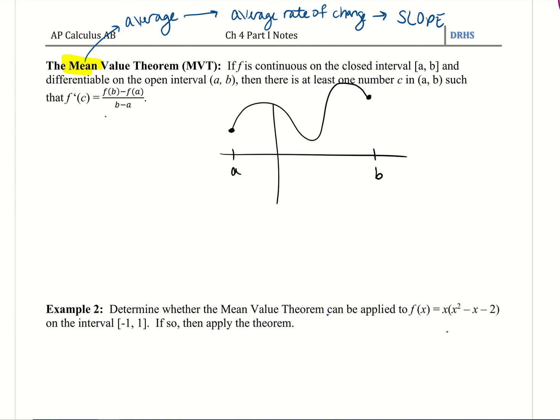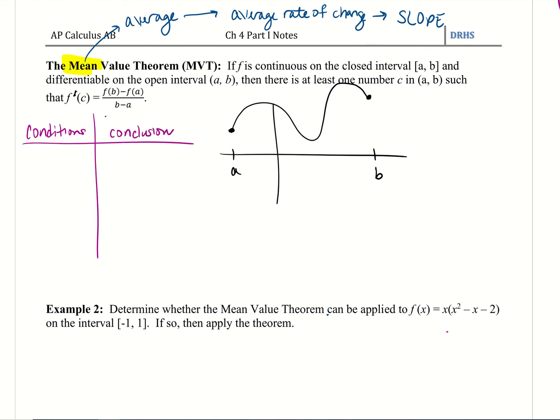All right, then there's at least one number c that's in my interval from a to b, such that, here's my conclusion, f prime of c is equal to f of b minus f of a over b minus a. Let's dig into this. Let's start with the conditions. This time there are only two conditions. And then there's going to be a conclusion.